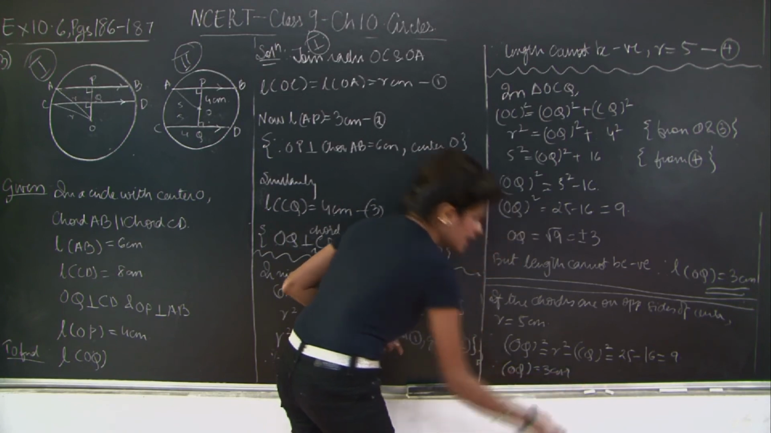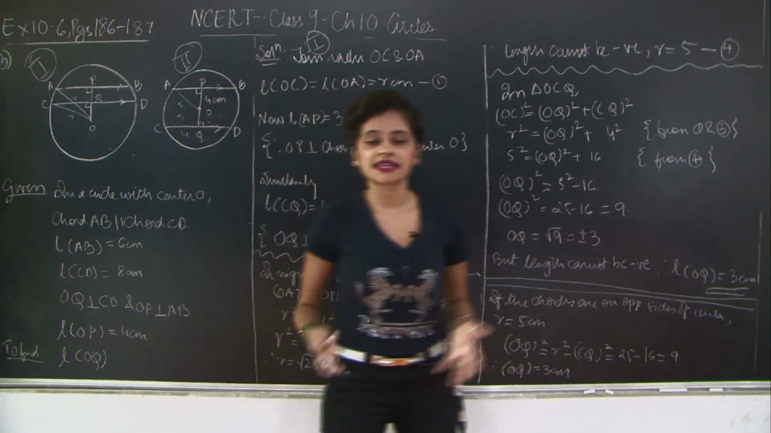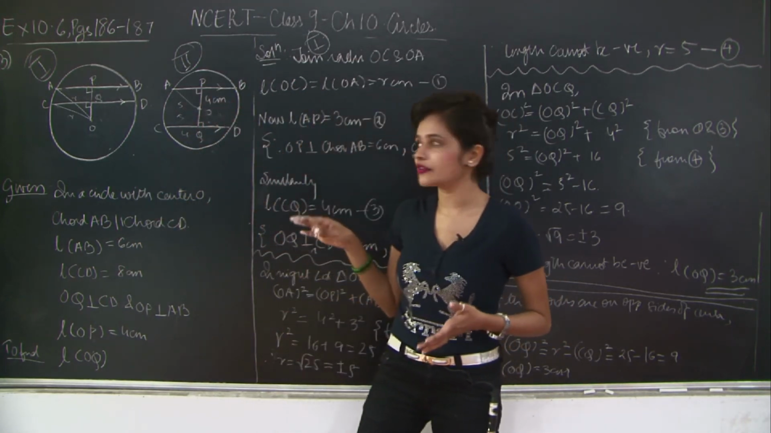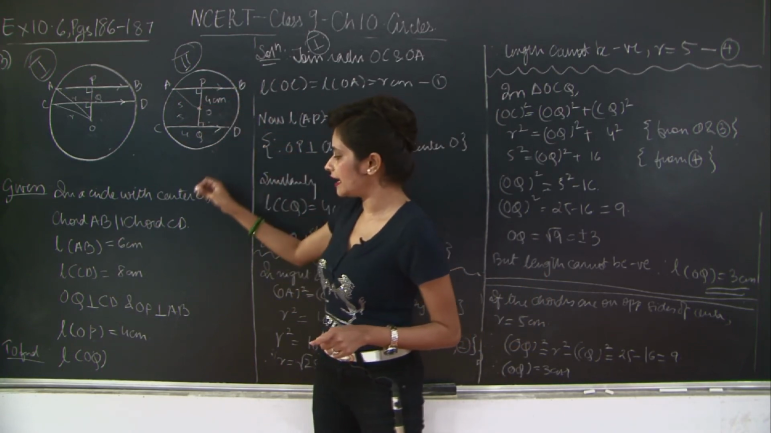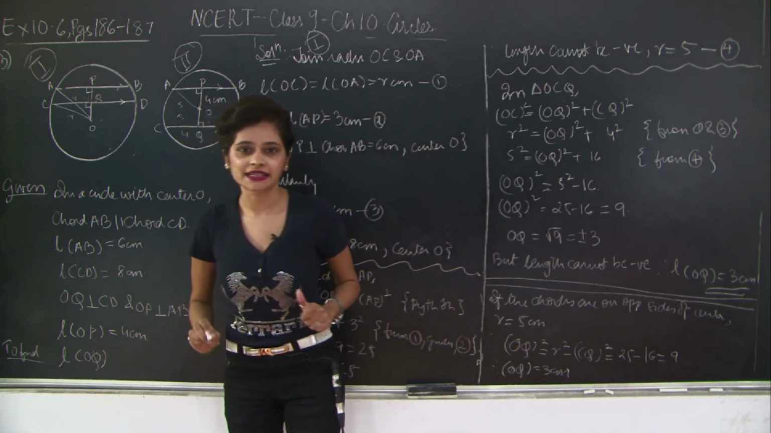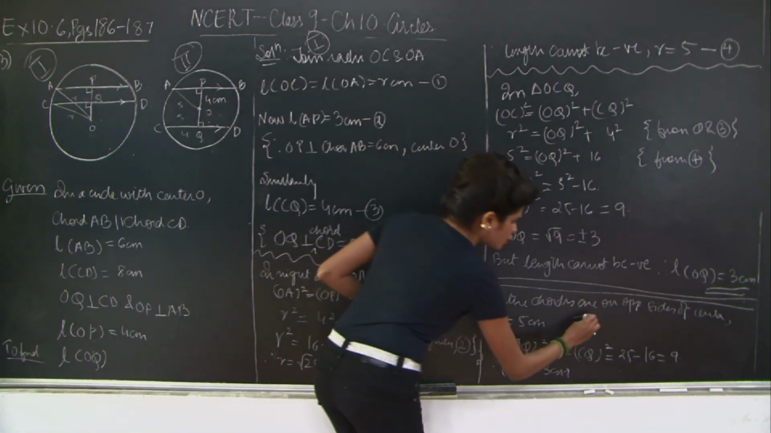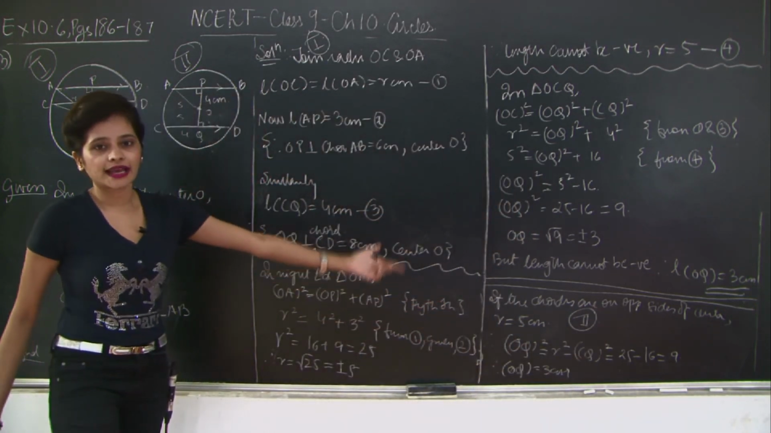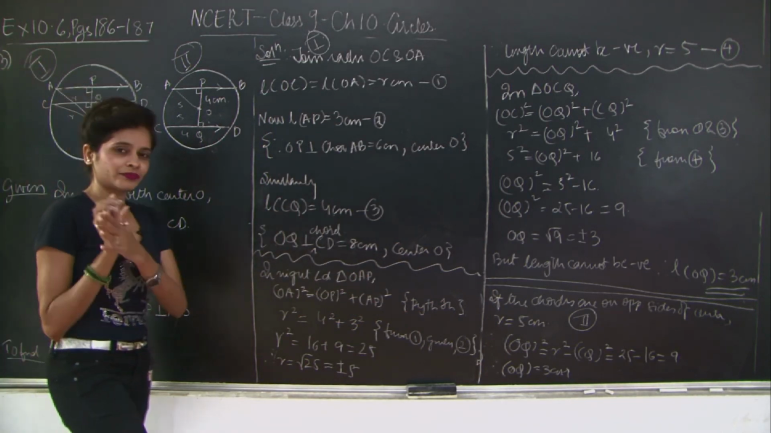So in either case, irrespective of where your chords are, whether on the same side of the center of the circle, or on either sides of the center of the circle, the length from the center is going to be the same. So the length OQ is 3 centimeters. So please take a look at the solution, and I'll mark this as Roman number 2, because this was for the chords lying on the opposite sides of the center or either side of the center.